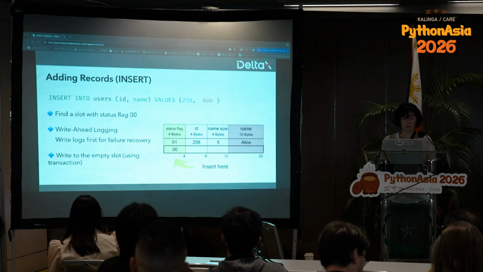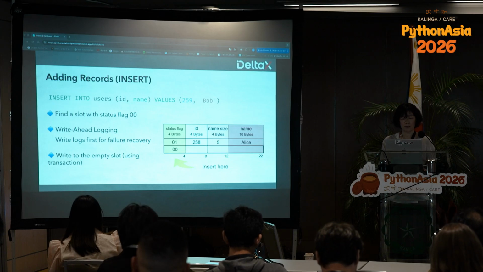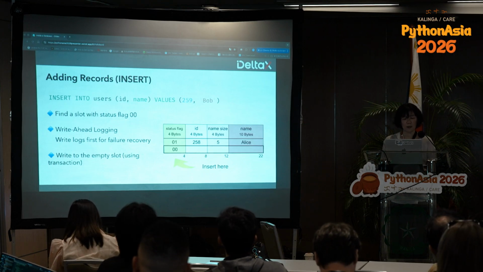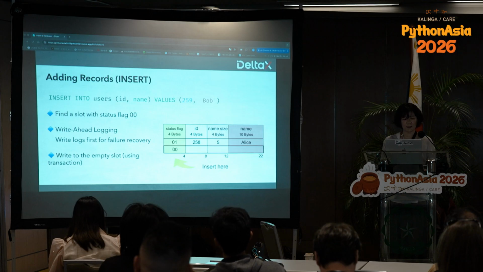We add a record with ID 259 and name Bob. First, we find a slot with status flag 00, empty. Then, we use write-ahead logging, write logs first for failure recovery. Finally, through the transaction, we write the data to the empty slot.